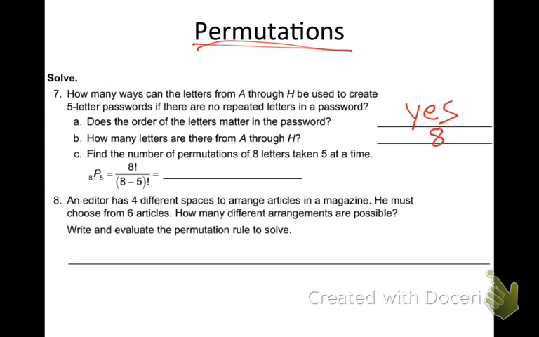Find the number of permutations of letters taken 5 at a time. Now again, there are no repeats. So how many letters can I choose for that first letter? How many can I choose for that second letter? And the third? And the fourth? And the fifth? Well, how many different ways are there then for me to choose that password? How many?